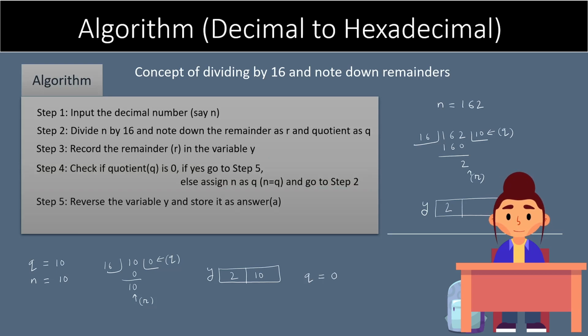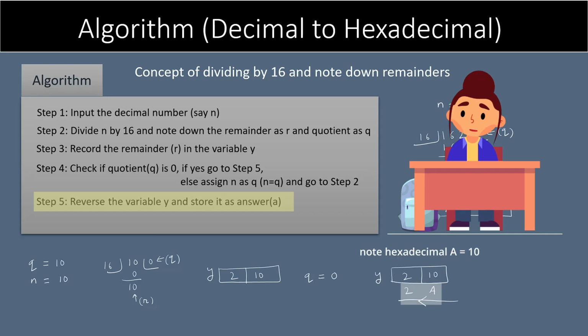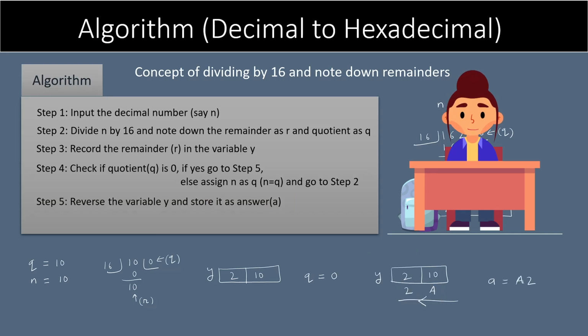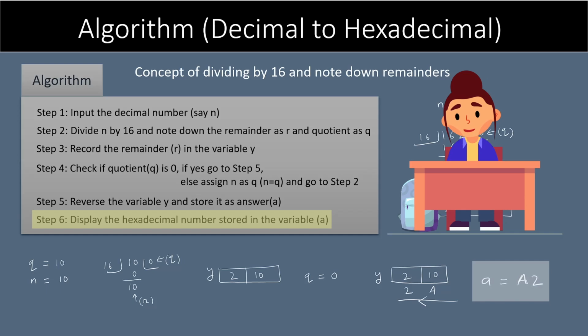Step number 5. Reverse the variable y and store it as answer a. y is 2A and reverse of 2A is A2. Step number 6. Display the hexadecimal number stored in the variable a. A2 is now displayed as an output.